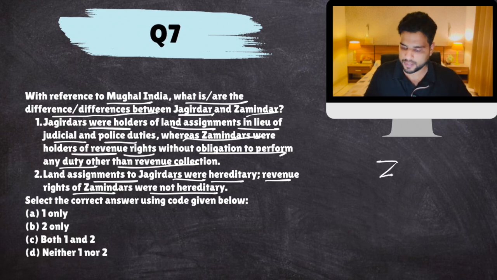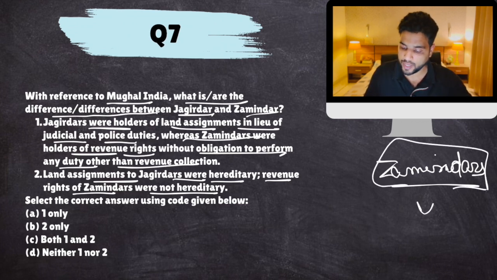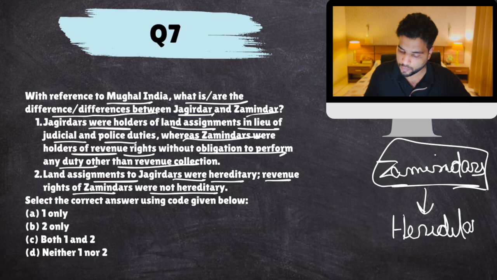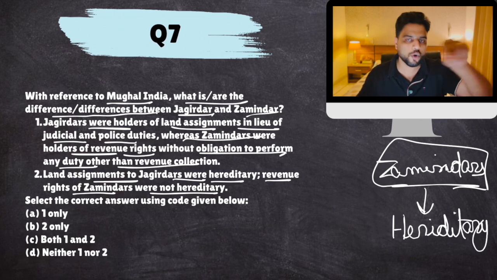Zamindars were given a particular piece of land, and it was their responsibility to collect revenue from there, and handle police functions and judicial functions also. Zamindars were local powerful families who were made Zamindars. So this system was hereditary also. They were kind of like chief ministers or rajas of that locality.